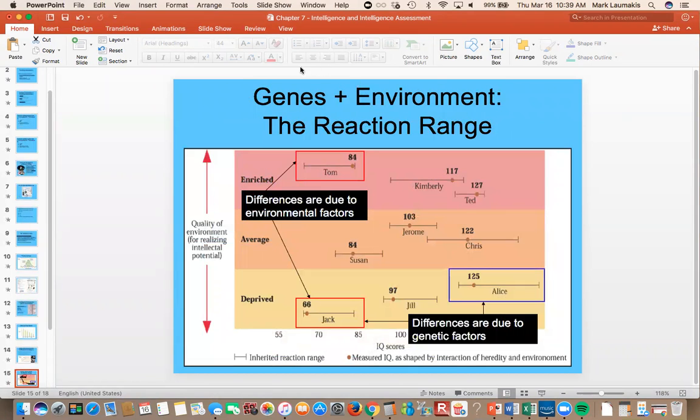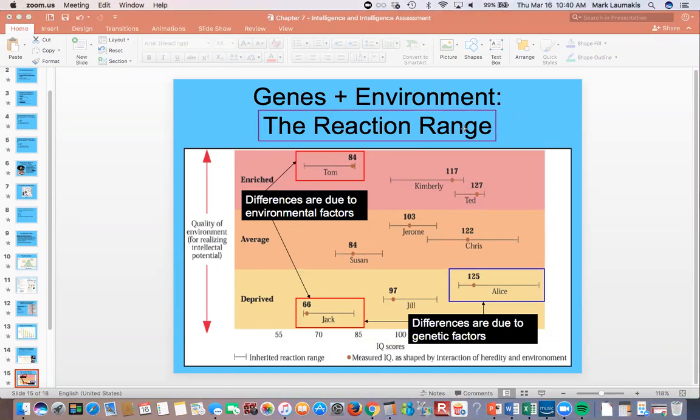So I am going to talk on Tuesday at the beginning about this model called the reaction range. And here's the deal, guys. I love this model because it is one that lets us simultaneously entertain both genes and environment as contributors to intelligence. And that's what the research shows, right? That both genes and environment contribute. So what does this model suggest? Basically, the model suggests this.